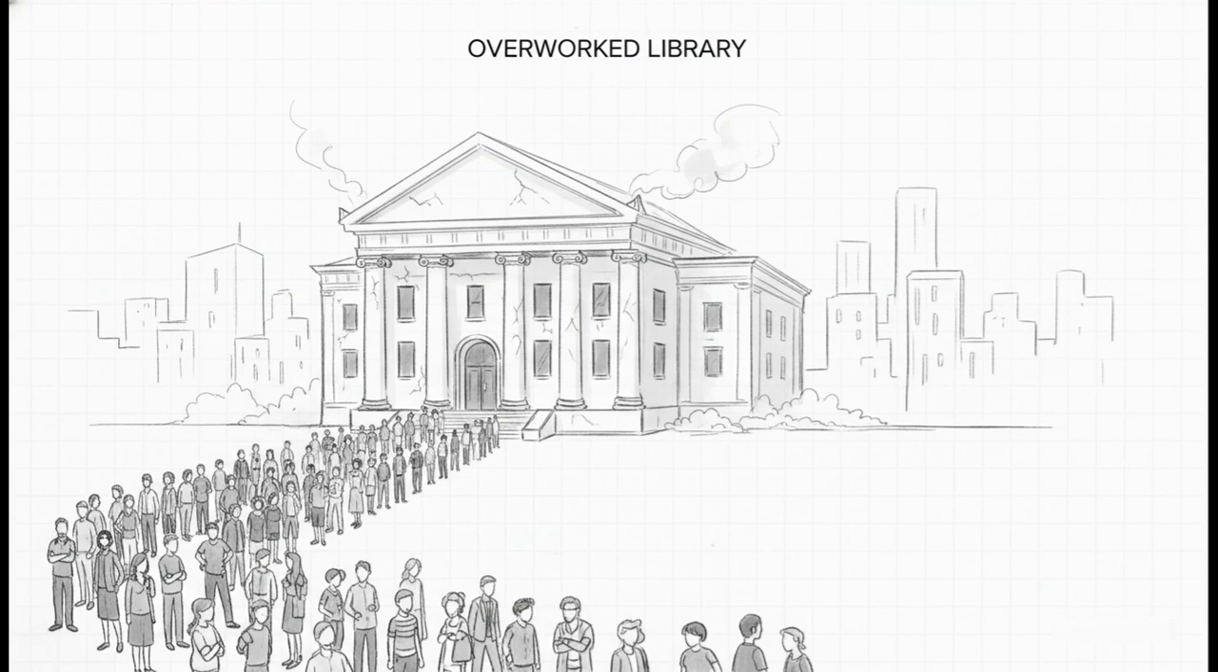I want you to imagine an entire massive city being served by just one giant library. I mean, as the city grows, what happens? The lines get longer, the librarians are totally overwhelmed, and just finding a single book becomes this slow, frustrating ordeal. That library? That's your database. And that growing city? That's your user base.